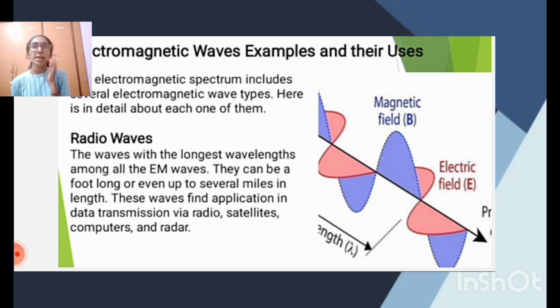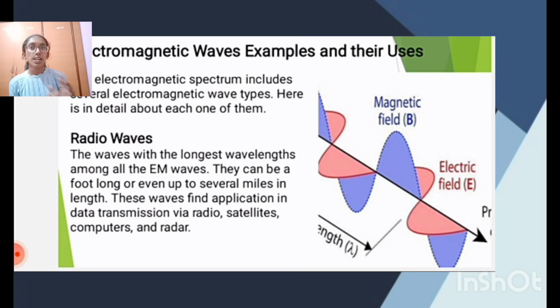Now, the electromagnetic spectrum includes several electromagnetic wave types. Here is detail about each one of them. At first, radio waves. Radio waves have the longest wavelength among all electromagnetic waves, and they can be a foot long or even up to several miles in length. These waves find application in data transmission via radio, satellites, computers and radar.